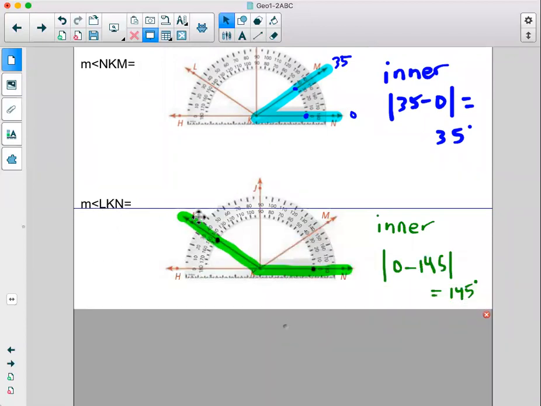Angle LKN, LKN. I'm going on the inner track, 0 and 145. So the measurement is the absolute value of the difference.